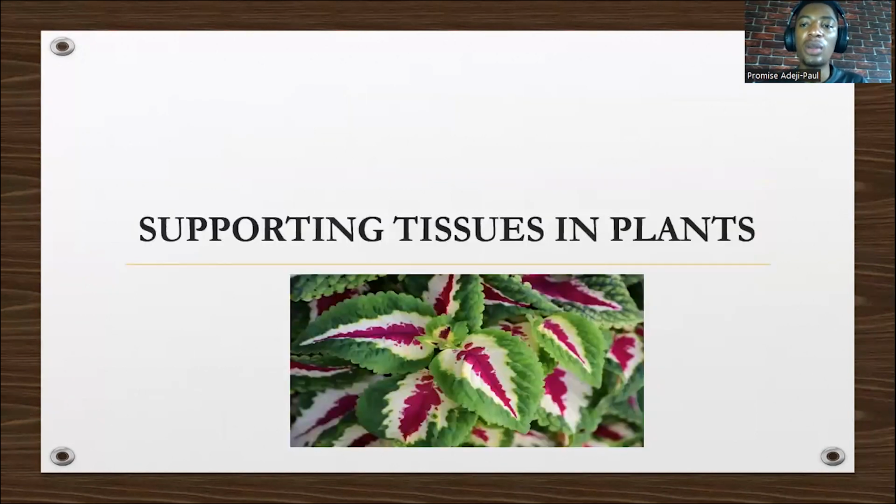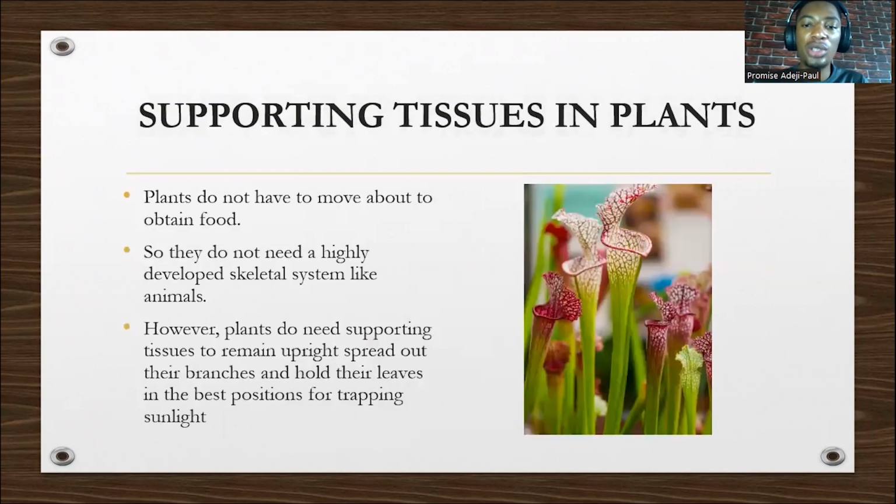So what about plants? We've talked about animals. Plants also need supporting structures. You can see a plant stands and does not just fall. So what are the things that help to support plants? Plants do not have to move about to obtain food. Since they undergo photosynthesis, they just need to stay in a place, receive sunlight, and produce their food. So they do not need a highly developed skeletal system like animals. We have to walk around and get our food and everything.